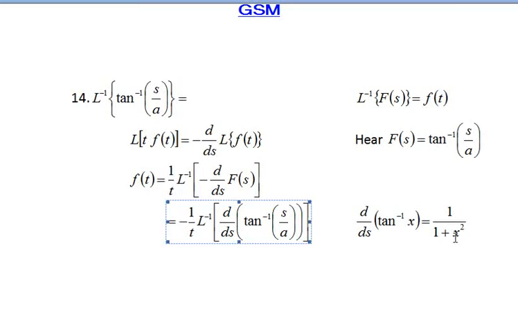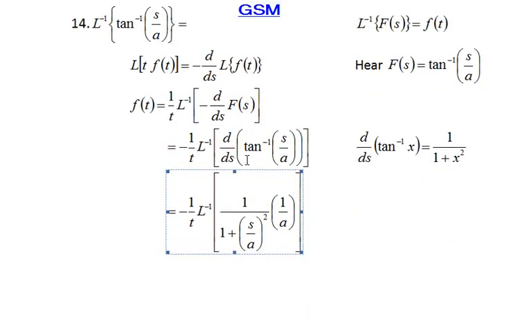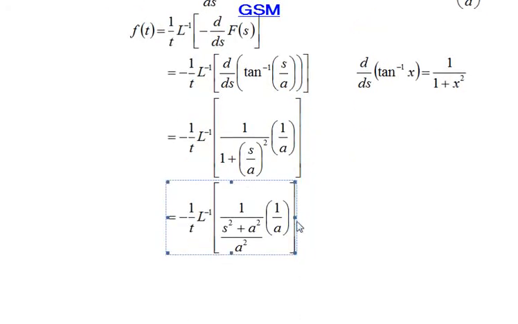That becomes minus 1 by t L inverse of d by ds of F of s, whose value is tan inverse of s by a. Substitute the value of F of s, tan inverse of s by a. What is the differentiation of tan inverse of x? Differentiation of tan inverse of x equals 1 by 1 plus x squared. So by using this formula, we can differentiate d by ds of tan inverse of s by a. That is 1 by 1 plus (s by a) squared.